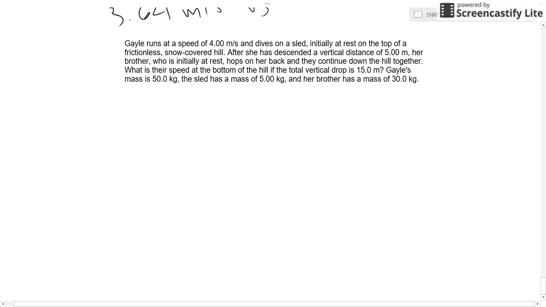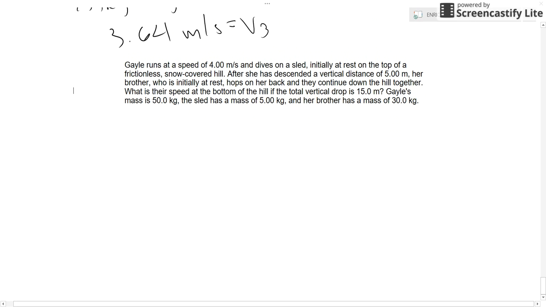Okay, second part of this problem: after she has descended this vertical distance, her brother, who is initially at rest, hops on her back. So we need to find the velocity before her brother hops on her back. We have the mass of Gail and the sled, and it's going to head down the hill. Before Gail's brother gets on, it's going to be 5 meters, and they're going to reach this point right here. We need to find the velocity at this point. That's going to be v4.